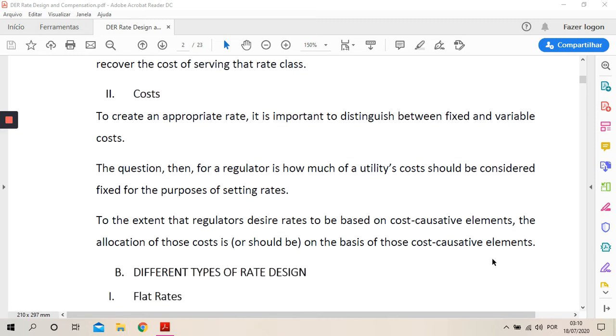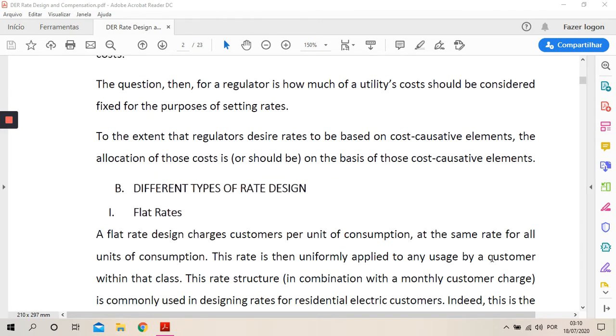Okay, guys, let's move on to costs. To create an appropriate rate, it is important to distinguish between fixed and variable costs. The question then for the regulator is how much of a utility's costs should be considered fixed for the purpose of setting rates.